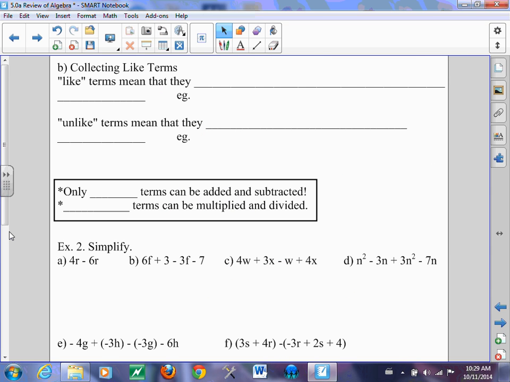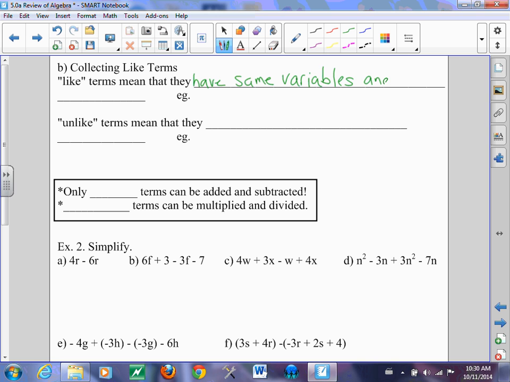All right, let's flip to the next page. Just going to move this over, folks. There we go. All right, so now we're going to do things called collecting like terms. Now we have to first remember what like terms mean. So like terms have to share the same variables and the same exponents.